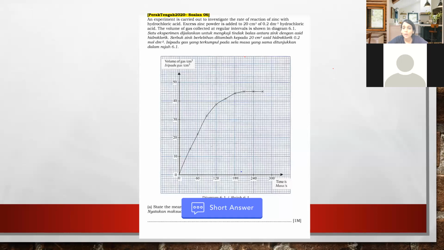Okay, so can I have one person being brave? Yeah, I think you're all very smart. What is the equation for this? Zinc plus hydrochloric acid.